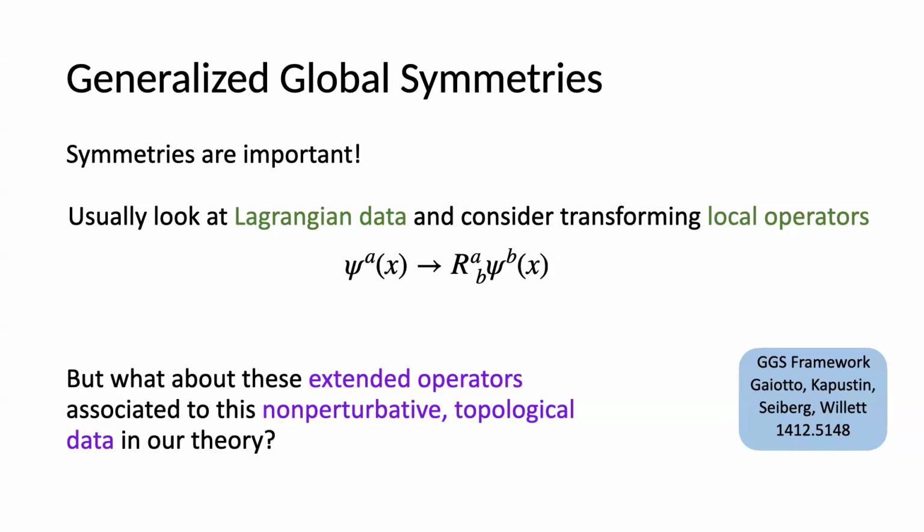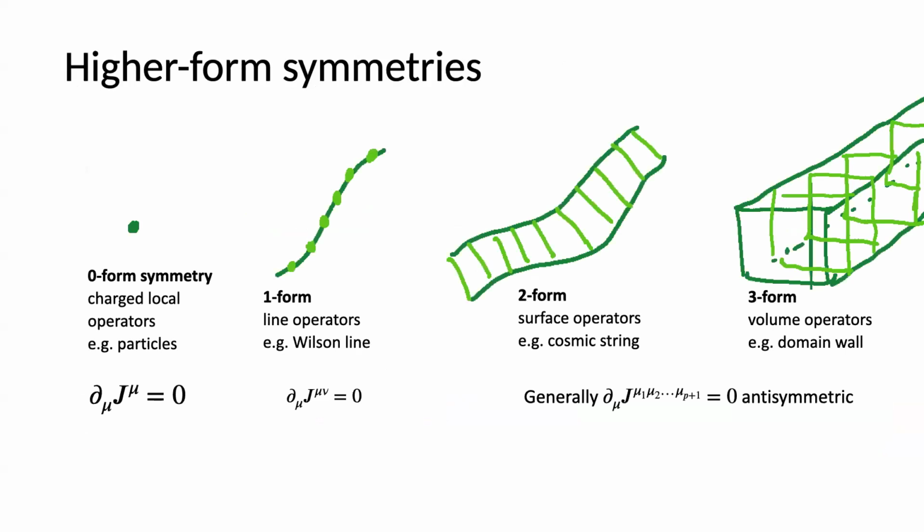And the answer, as we've learned over the past decade, is yes. That's this framework of generalized global symmetries. And the most basic, in some sense, notion thereof is of what's called a higher form symmetry. In this expanded framework, the familiar symmetries which act on local operators are known as zero form symmetries. They act on zero-dimensional point operators. And as you know, such global symmetries have a conserved current.